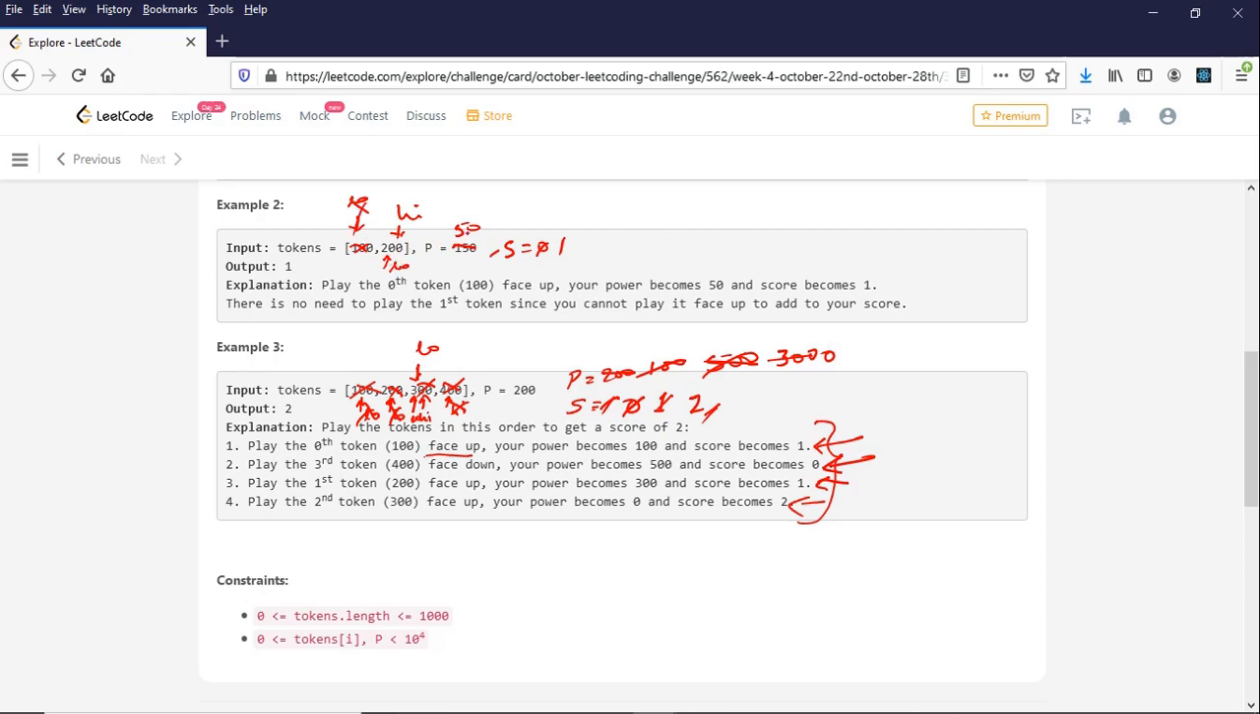Now I will check whether my power is greater than or equal to low, which is not the case, but my score is 1, right. So here in this example 3, the next step was I will trade my score, that is I will do a face down play. But here should we do a face down play? Because if I do a face down play my score will become 0 and I may gain power of 200, so total power will be 250, but at the end there are no other tokens, right. So that won't be the optimized way of gaining the score.